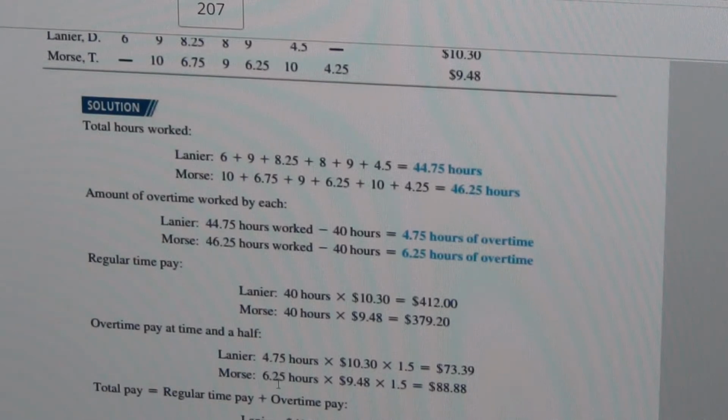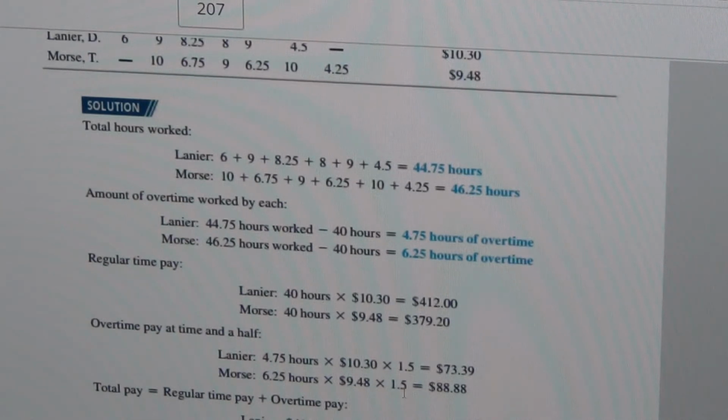Okay? Morse, on the other hand, works 6.25 overtime hours. We're going to take the 6.25 overtime hours and multiply that by $9.48. That's the regular rate, but then we're going to take that result and multiply it by 1.5.